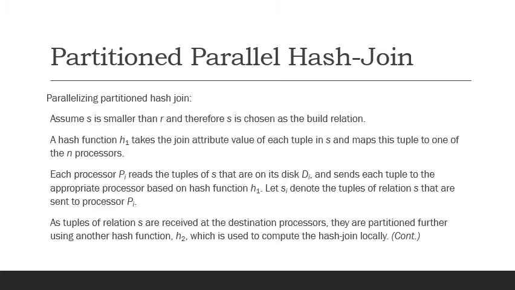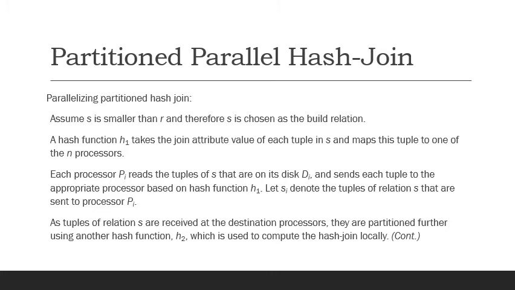Assume S is smaller than R and therefore S is chosen as the build relation. A hash function h1 takes the join attribute value of each tuple in S and maps this tuple to one of the n processors. Each processor Pi reads the tuples of S that are on its disk Di and sends each tuple to the appropriate processor based on hash function h1.